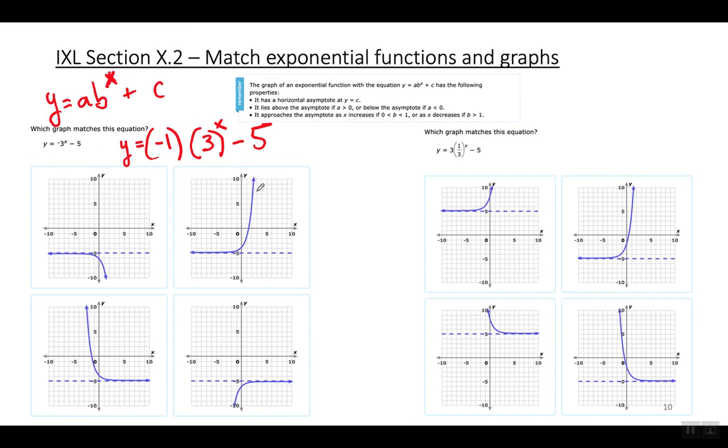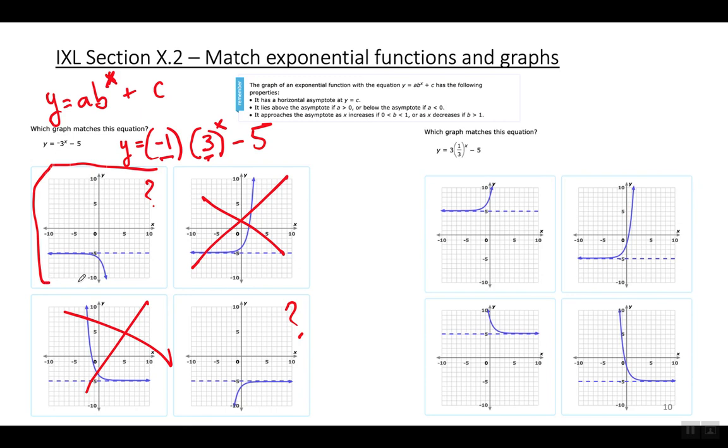Okay, so in this example, A is negative. That means that the graph of the line has to be below the asymptote. So it's between this one and this one, because in both of these, the graph of the line is above the asymptote. So it's between these two. Now B is a number greater than 1. And if B is a number greater than 1, that means from left to right, the line has to be moving away from the asymptote, not towards the asymptote. So this is my correct answer.